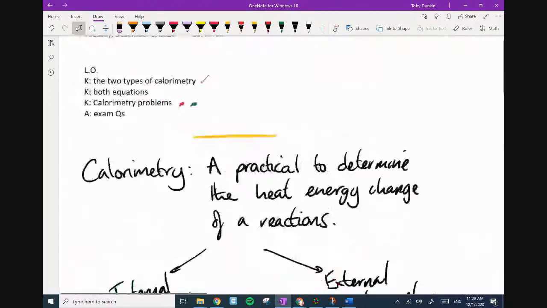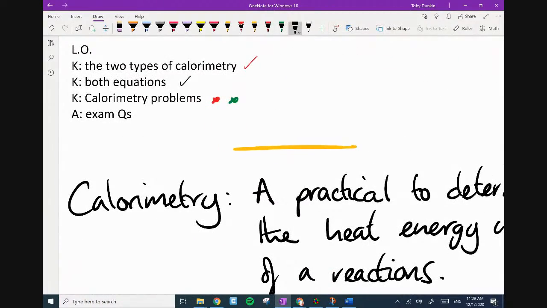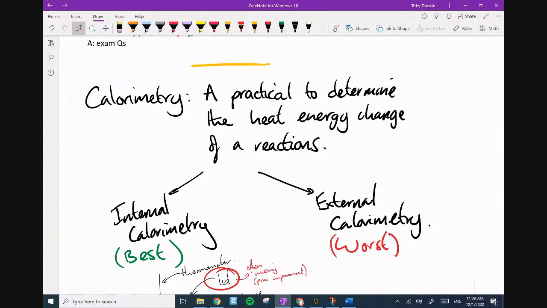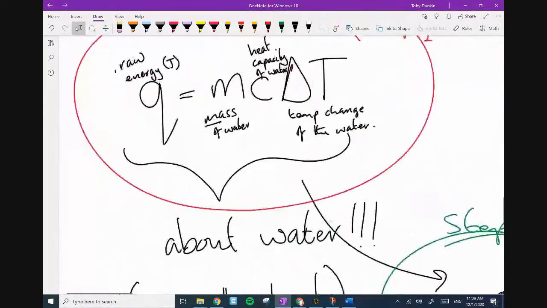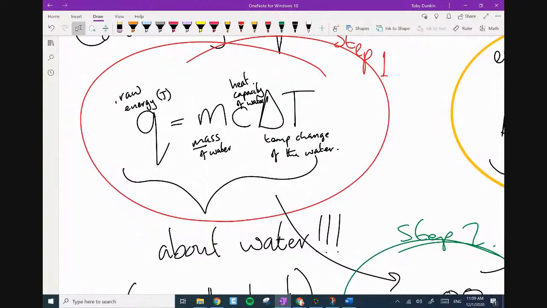Right, let's go to the next one: calorimetry problems. Is the unit for mass kilograms or grams? It's grams, Oliver. I know what you're doing. You're realizing that in physics, they give you the heat capacity in kilograms, which is stupid, by the way.